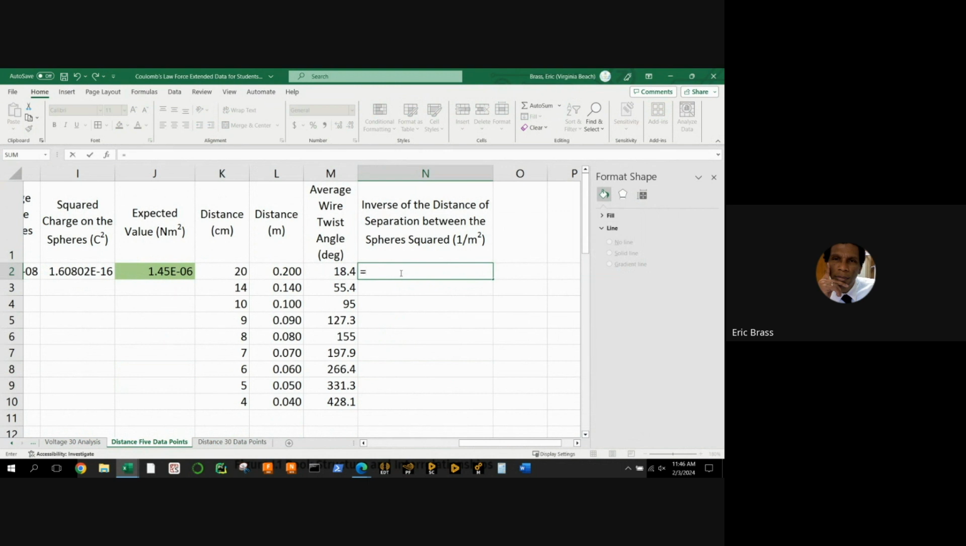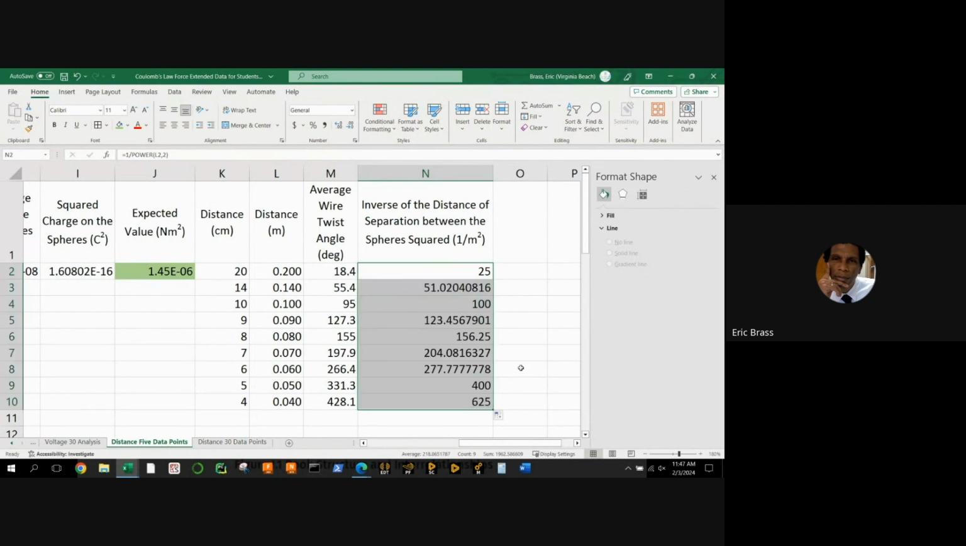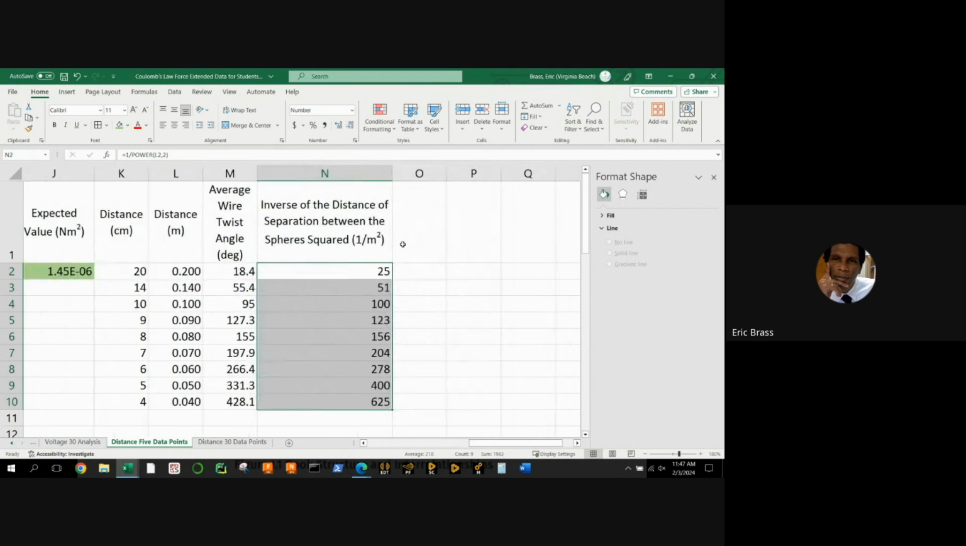That's going to be 1 divided by power. And this is our distance in meters squared. But it should look very similar to what you guys had. And I don't want all those decimal places. All right. I think we can do well. I'm just going to leave it like this.